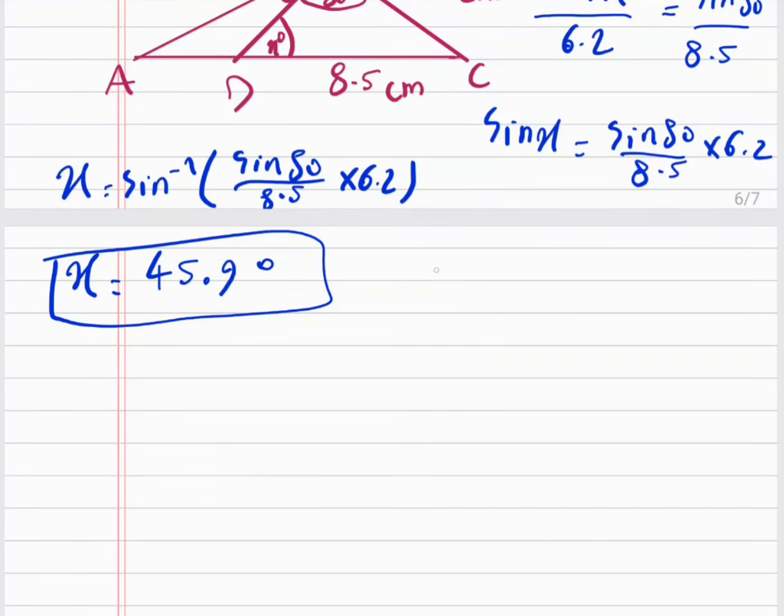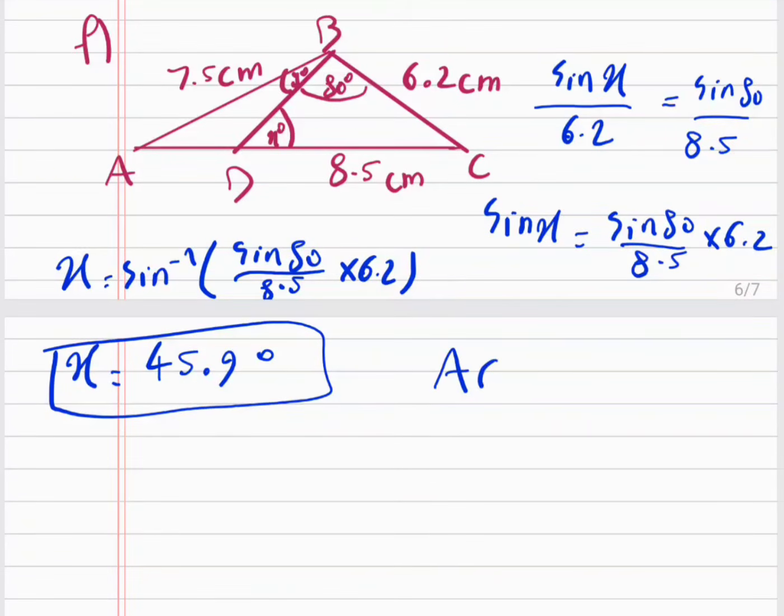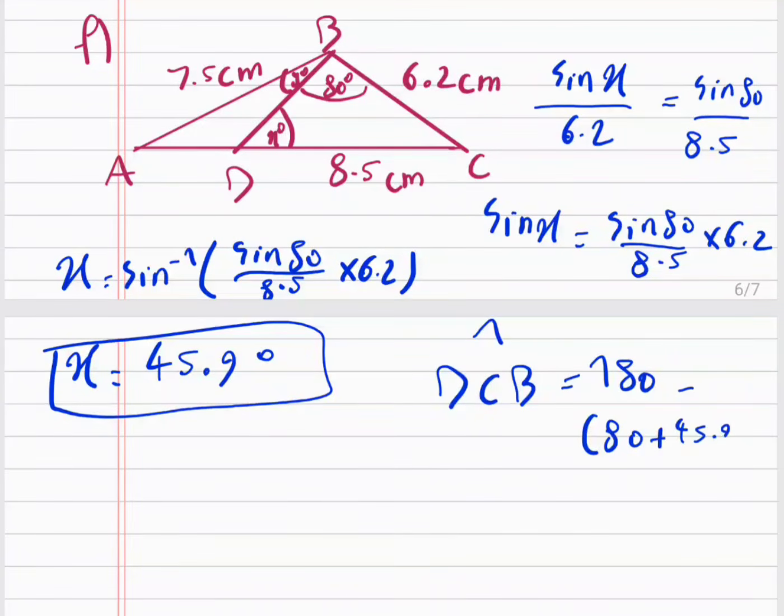So we can basically do the angle ACB is equal to 180 minus, actually it's a wrong triangle, so we are working with the small triangle. It's basically DCB, 180 minus 80 plus 45.9. Okay, so this is equal to 54.1 degrees, so that's this angle. Again, this might be useful.